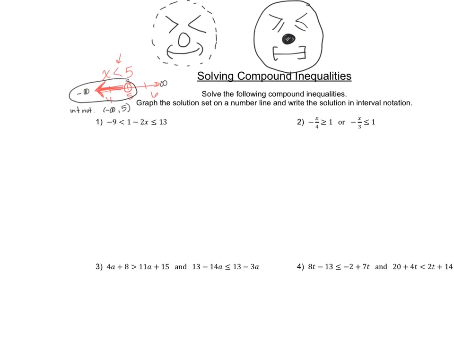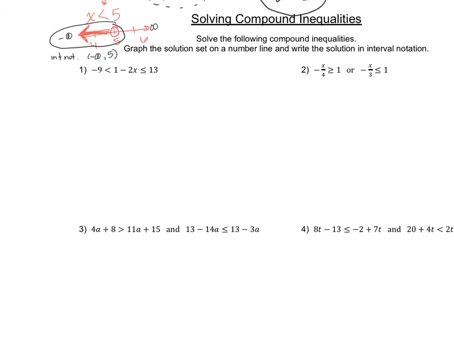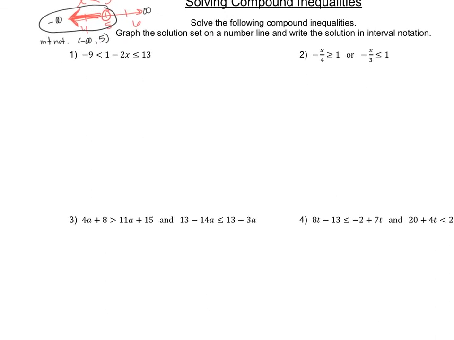So now what we're doing is compounding the inequalities, which means putting more than one together. So we're still going to solve them. So they're solved just like regular equations. So I'm going to subtract a 1, but it's almost like you ignore what's going on over here. So we subtract 1. And then you're going to get -10 is less than -2x. Now the only difference with inequalities, if you remember, is when you divide by a negative or multiply by a negative, you end up flipping the inequality.